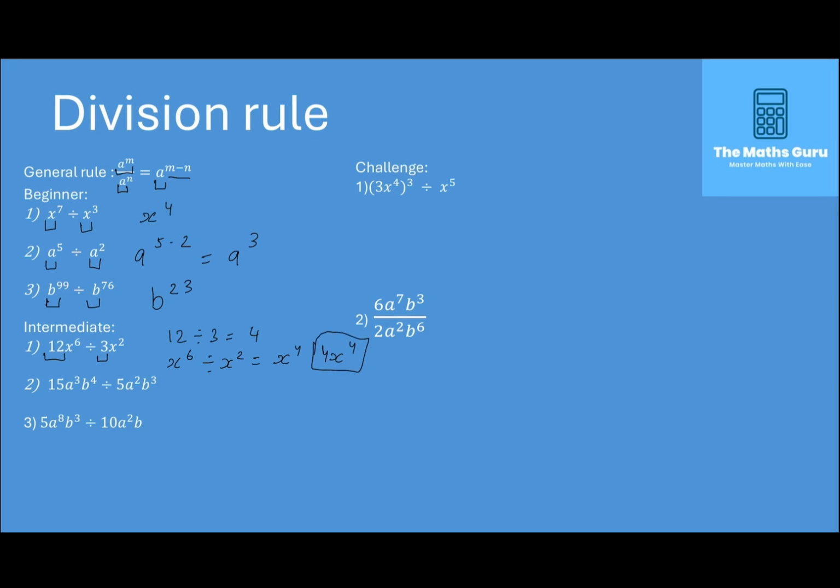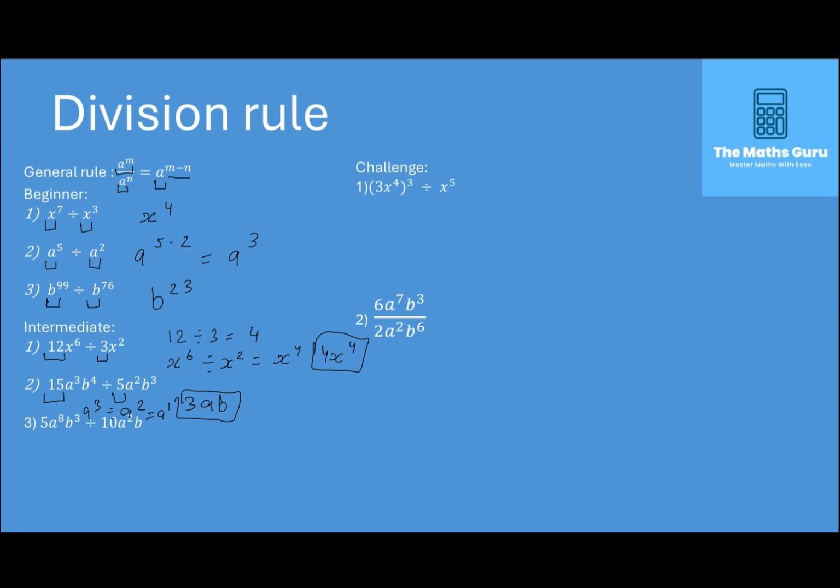This one, we look at each one individually again. 15 divided by 5, 3. a cubed divided by a squared is just a to the power of 1. So we leave that just as a. And then b to the 4 divided by b cubed is just going to be b to the 1 again. So that's our final answer.